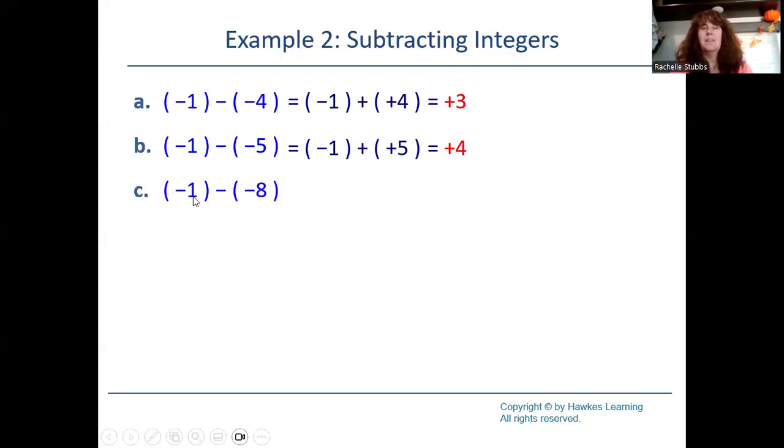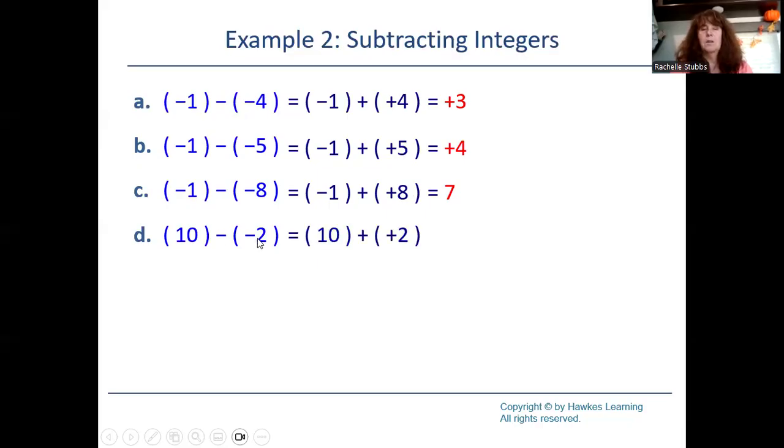Here's C. Same thing. Rewrite the first, change it to an addition problem, write the opposite of -8. -1 plus +8 is going to give me 7. Next, 10. So I'm going to rewrite the first, change this to addition, and write the opposite of -2. So I really have 10 plus +2, which equals 12.